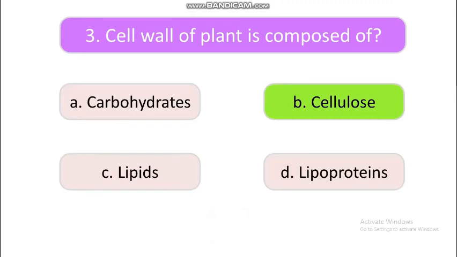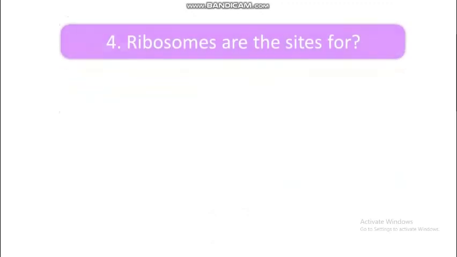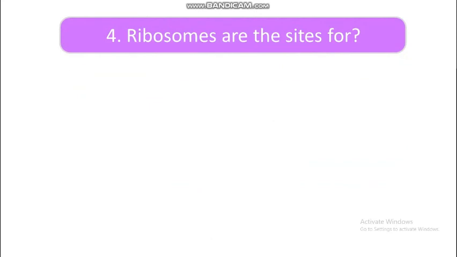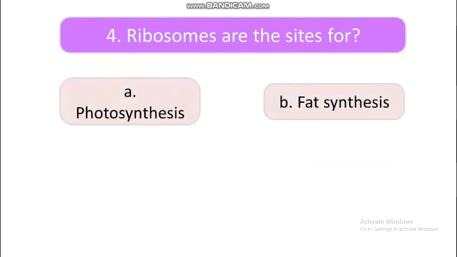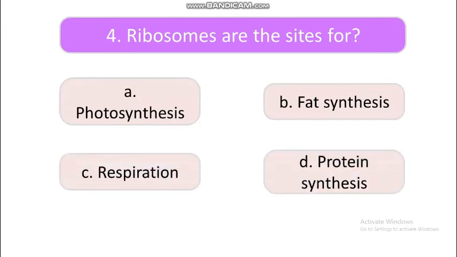And coming to the final question of this round, it is ribosomes are the site for what? For photosynthesis, or fat synthesis, respiration, or protein synthesis? What do you think? Time is going. Rush. Tell me the answer. Okay, so the correct answer is protein synthesis.